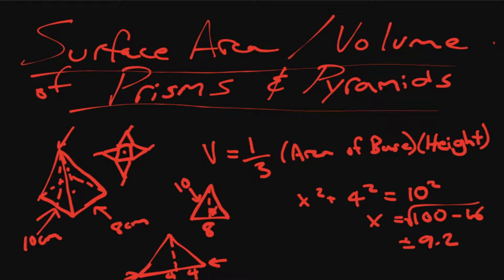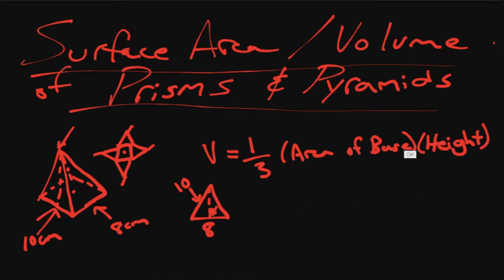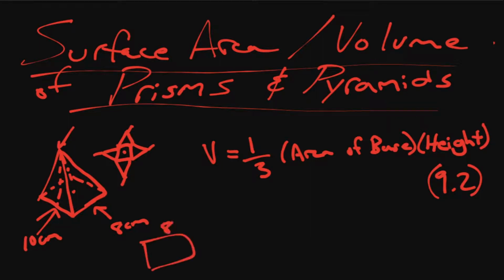So we have 9.2 as the height. So if I was to put this in now, and the area of the base is still, by area it means surface area, we still have an 8 by 8 square at the bottom. So the area is basically length times width, so that's 8 squared times 1 over 3.